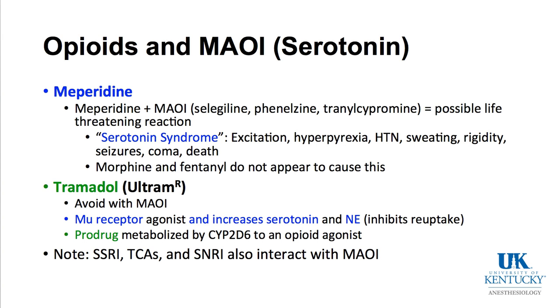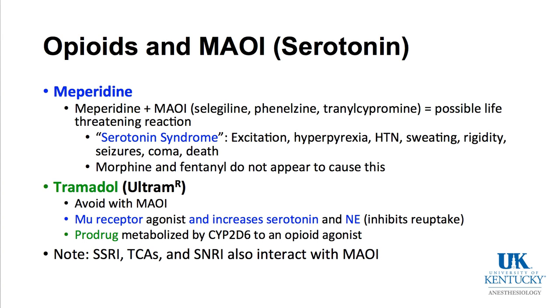The next key word is opioids and monoamine oxidase inhibiting drugs, and specifically serotonin and its interaction here. Meperidine or Demerol, if given in a patient taking MAO inhibitors, drugs like selegiline, phenelzine, tranylcypromine. These drugs can be used in patients with resistant depression, Parkinson's disease, among other diseases. You can get a possible life-threatening reaction called serotonin syndrome, which is associated with excitation, high body temperature, hypertension, sweating, rigidity. It can look like malignant hyperthermia. Actually, the patient can go on to have seizures, coma, and death.